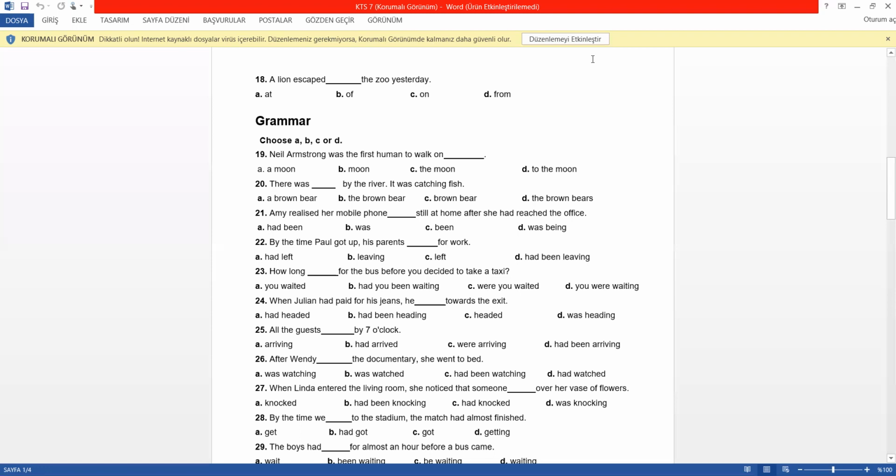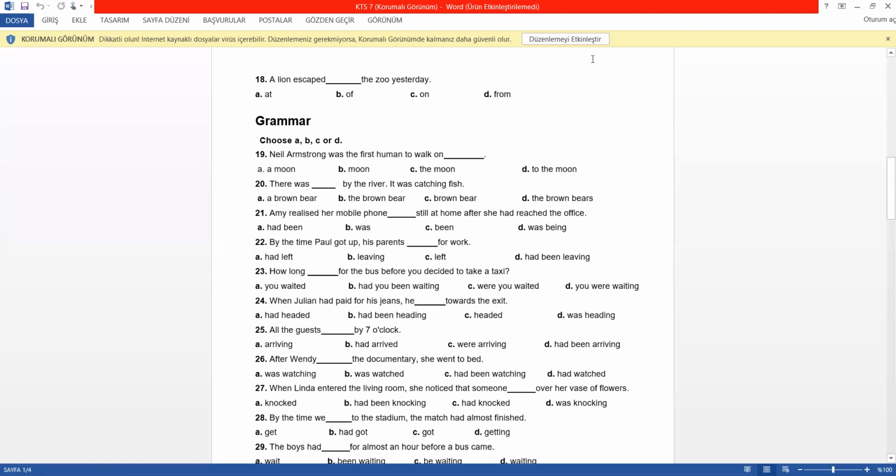In the 26th question, the relevant answer is D, had watched, as it happened before the other action here. First, she had watched the documentary and then she went to bed. And as far as it happened before the next action, that's why we use past perfect tense here.